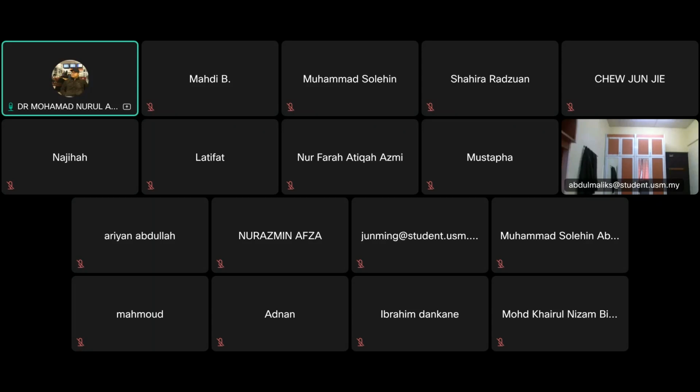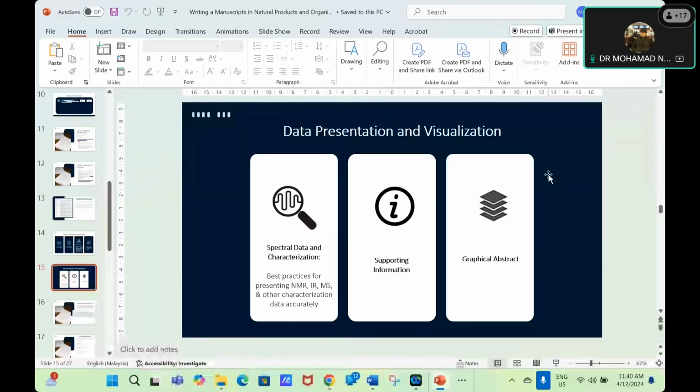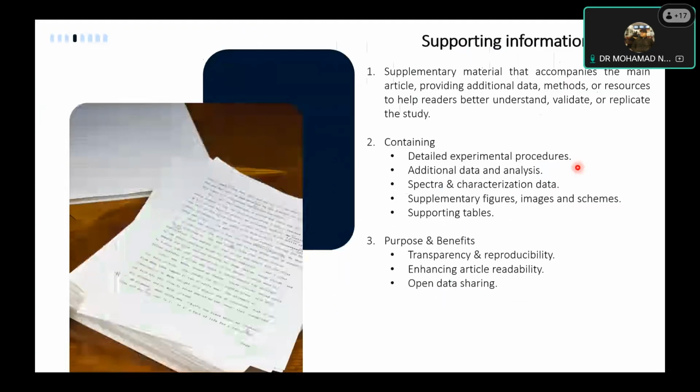Supporting information contains the detailed experimental procedure, additional data and analysis, and spectra and characterization data. This is very important. Sometimes we need to compare our NMR data with them, so by using this, we can speed up our research. Then supplementary figures, images, and schemes.